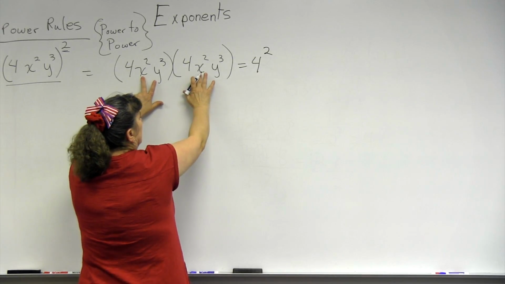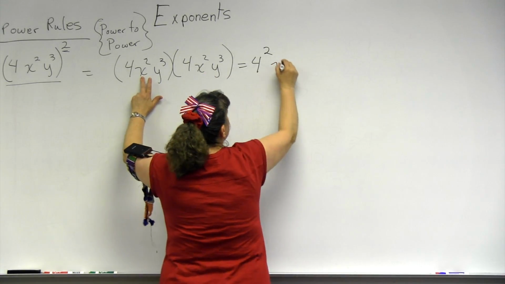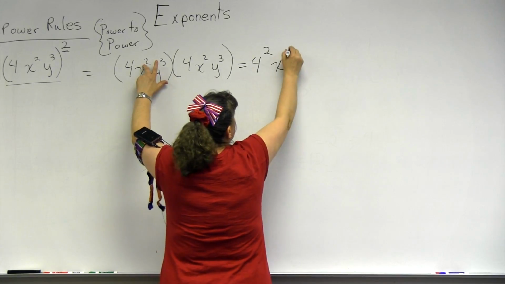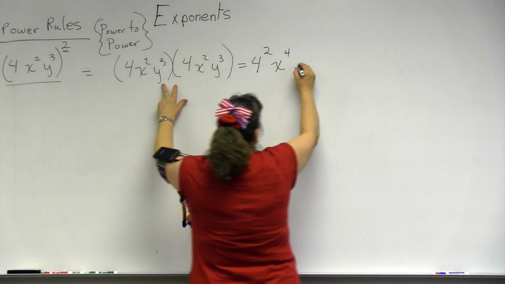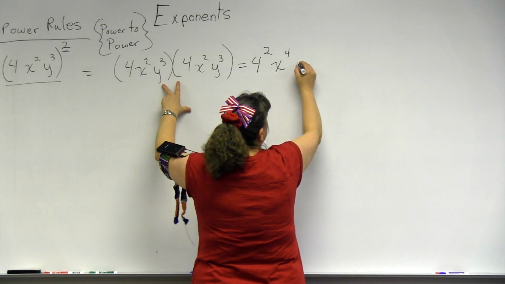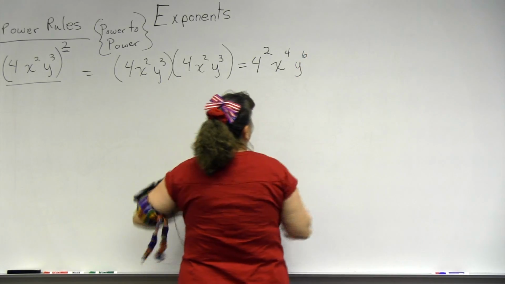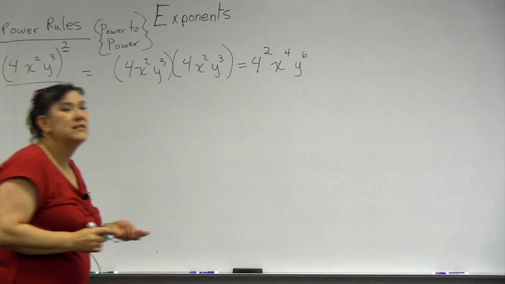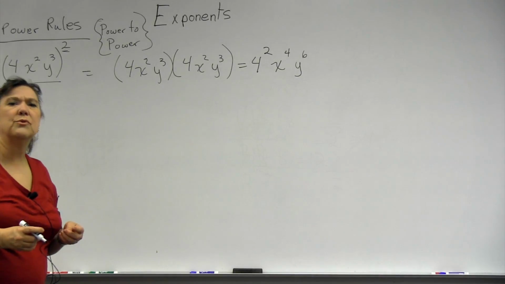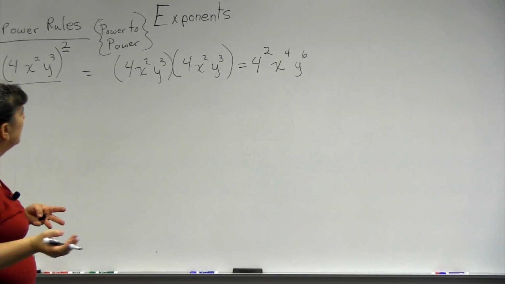X squared times x squared, same base, keep it. Add the exponents. And then y cubed times y cubed, keep your base, add your exponents, okay? Now, that's not the shortcut though. That's not the actual rule. That's the explanation of the rule.